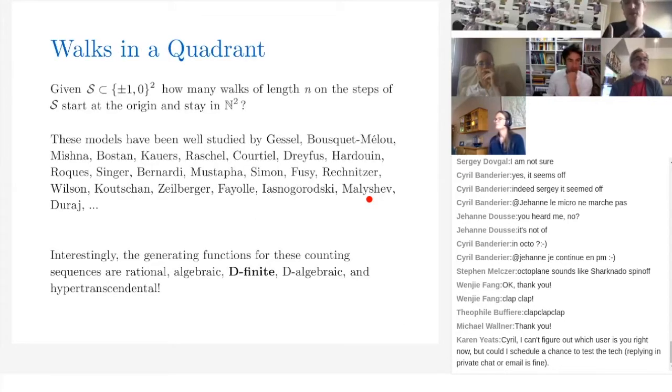In particular, I want to focus on walks in a quadrant, which again, we've seen multiple times during this week, but just so everyone is on the same page, I'm going to take a set of short steps, so every coordinate will be plus or minus 1, or 0. And I want walks that start at the origin and stay in the first quadrant. And these have been very well studied now. Here's a list of some of the authors that have looked at this problem, and of course, there have been others, many of them at this conference.